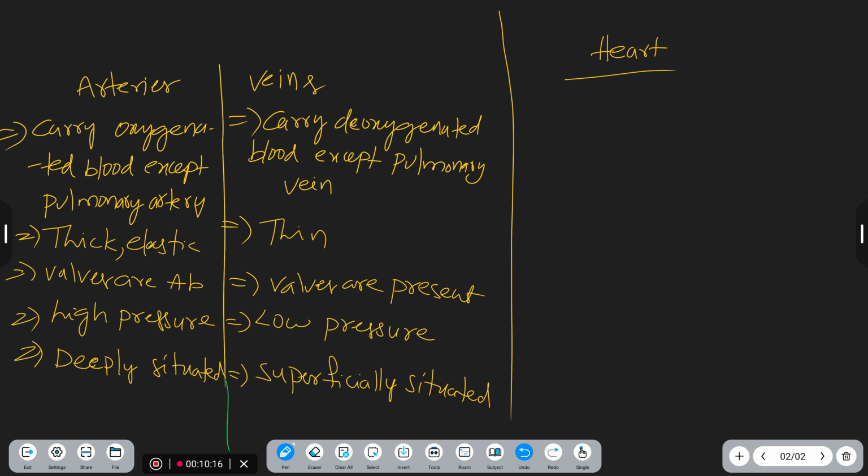Okay, but here the four-chambered heart, what will happen? Septa is there. So it prevents the mixing of deoxygenated blood with oxygenated blood. Okay, so here four-chambered heart.